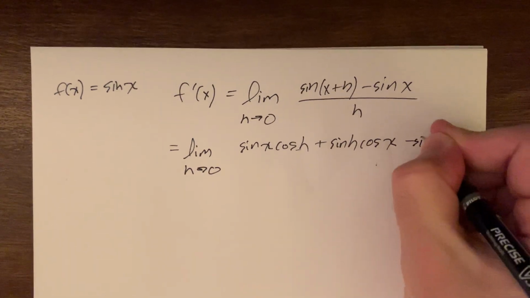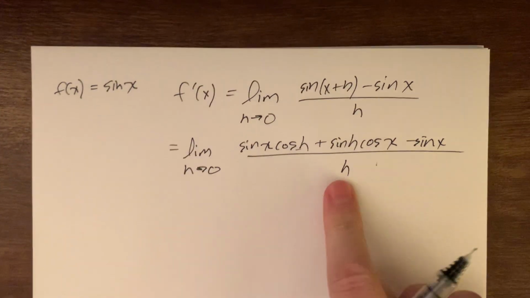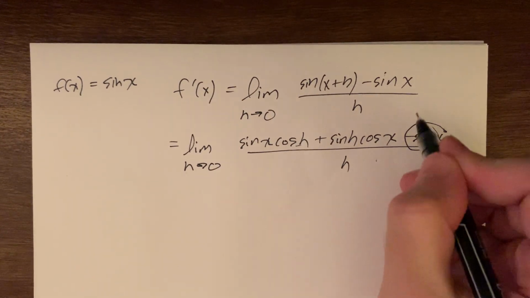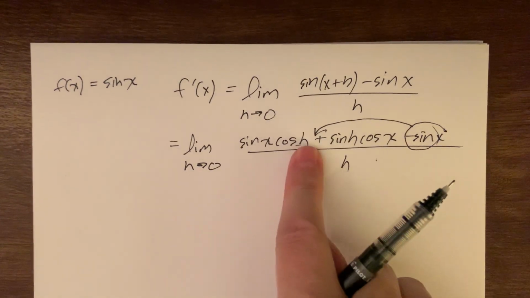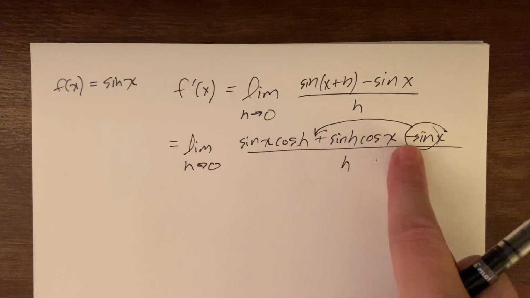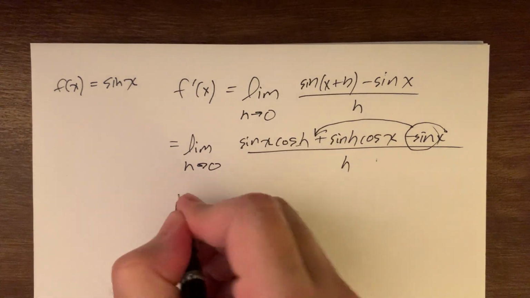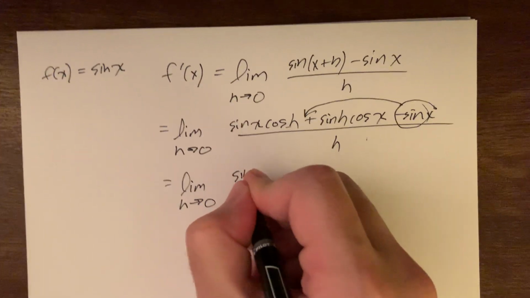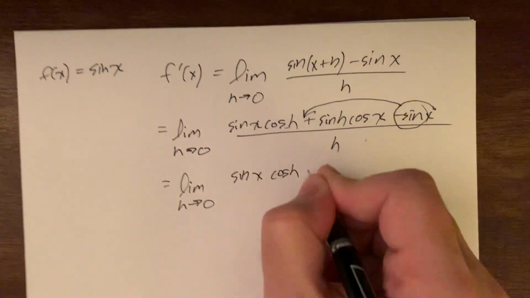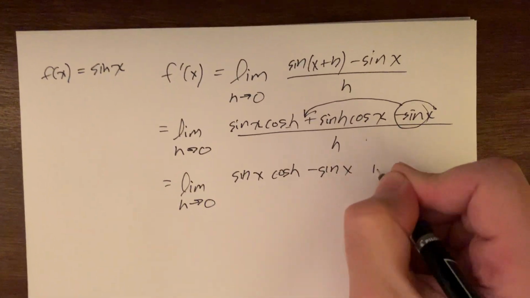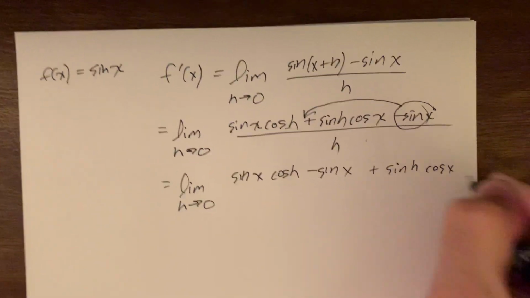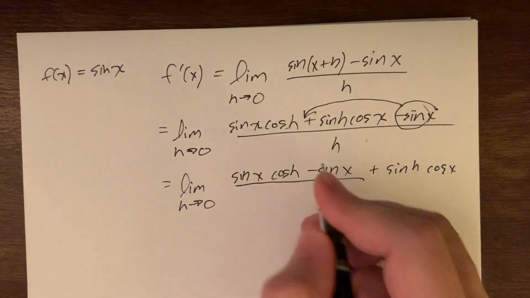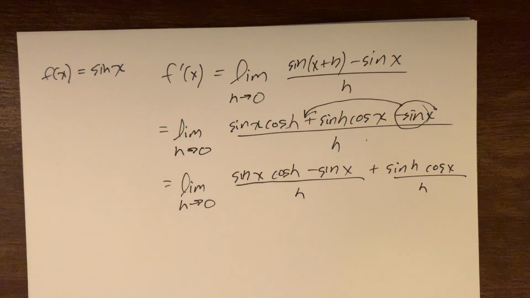The minus sine x is still there, and it's all over h. Now, what I'm going to do next, I'm going to bring this to here, just changing the order. Instead of plus a minus b, I'm writing minus b plus a. Still being thorough, still keeping my limit notation. So sine x cosine h minus sine x, and then I've got the plus sine h cosine x. All of this is over h, but I'm now going to break it into two separate fractions.